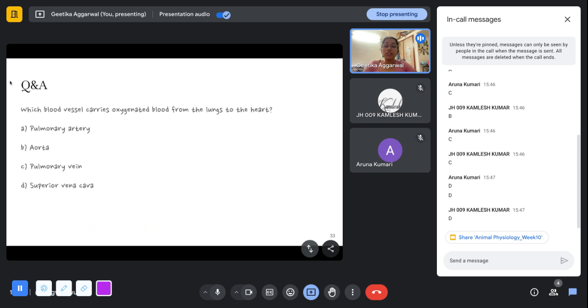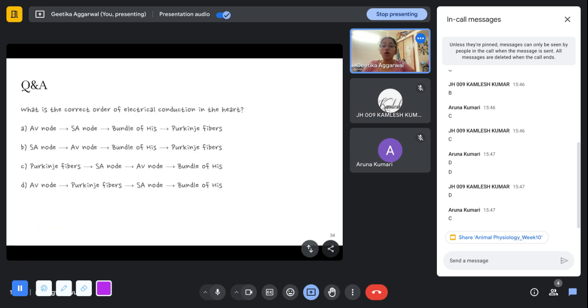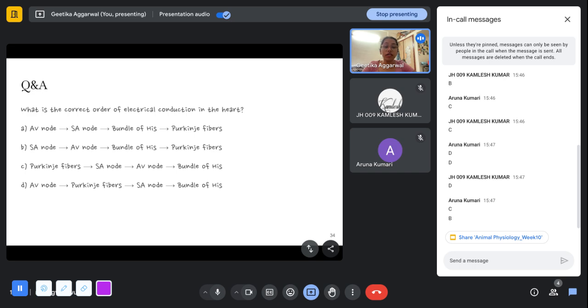Which blood vessel carries oxygenated blood from the lungs to the heart? Very simple question. Which of these blood vessels carries oxygenated blood from lungs to the heart? Correct answer, it's the pulmonary vein. What of this is the correct order of electrical conduction in the heart? B part, you're correct. So basically, the electrical conduction, as I said, originates in the SA node, moves on to AV node, bundle of His, and then the Purkinje fibers.